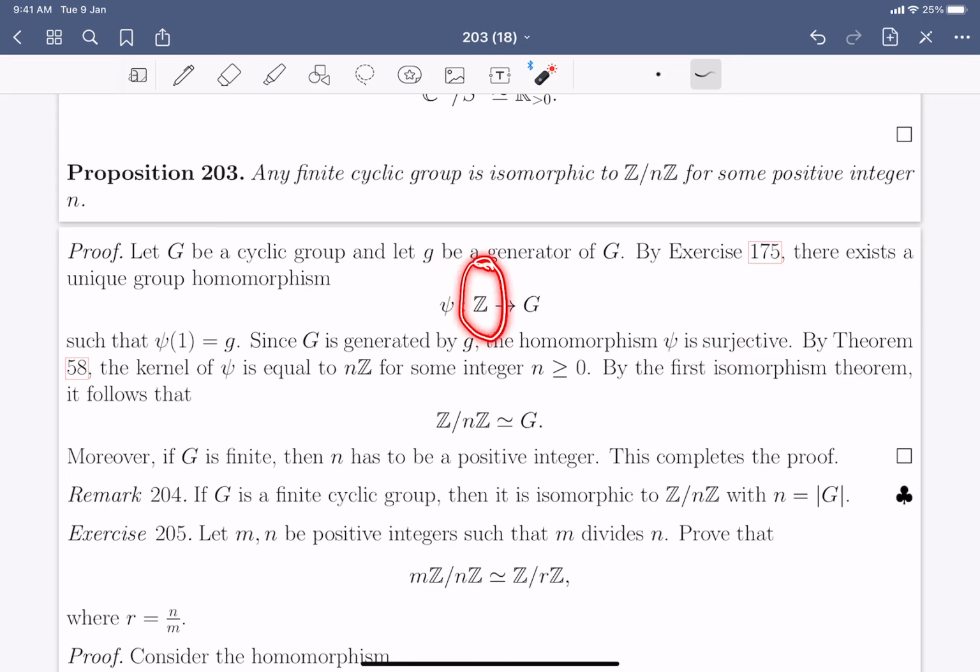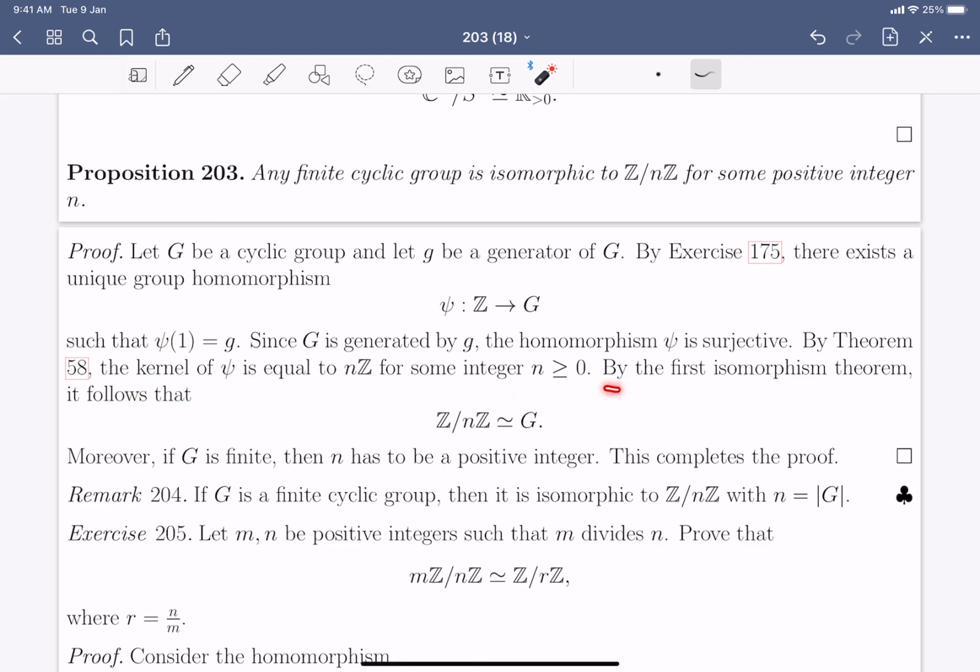Now if you look at the kernel of this group homomorphism psi, that happens to be a normal subgroup of Z. In particular, this is a subgroup of Z. Earlier you have already classified all the subgroups of the group Z. Since the kernel of psi is a subgroup of Z, we know that the kernel of psi has to be equal to nZ for some integer n greater than or equal to 0.